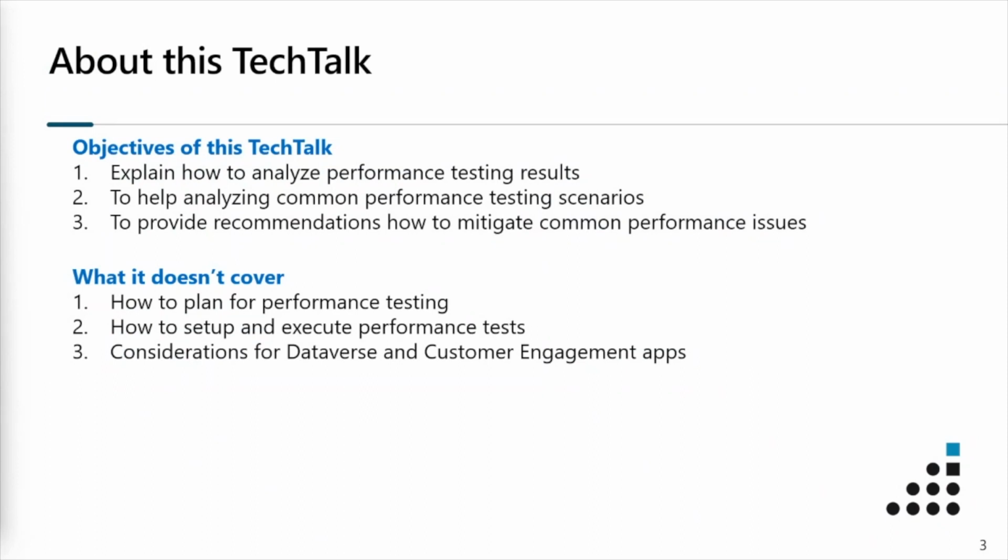The objectives of this Tech Talk today are: we will explain how to start analyzing performance testing results, help you start analyzing common performance testing scenarios, and provide recommendations on how to mitigate common performance issues. In today's session, we will not cover how to plan for performance testing. We also do not go into how to set up and execute performance tests, and we also do not cover any considerations for Dataverse and customer engagement apps today.